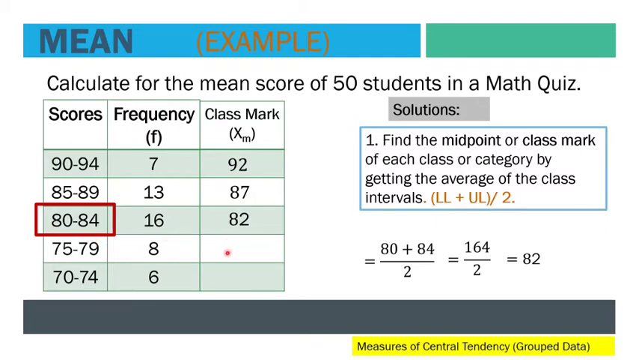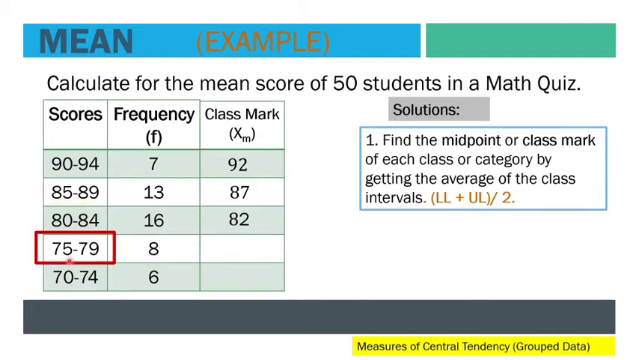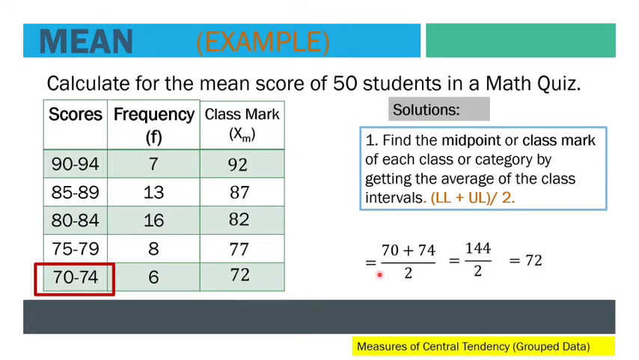Now, let's have the fourth class mark by focusing our attention on the class interval 75 to 79. Again, this is the lower limit plus the upper limit. We get the total of these two numbers, 154. Dividing it by 2, the middle number on this class interval is 77. That's our fourth class mark or midpoint. For the last class mark, we focus on the class interval 70 to 74. We add the lower limit and the upper limit, and then divide by 2. We get 72. That would be the final class mark in our data set. Do you get it? Nice.